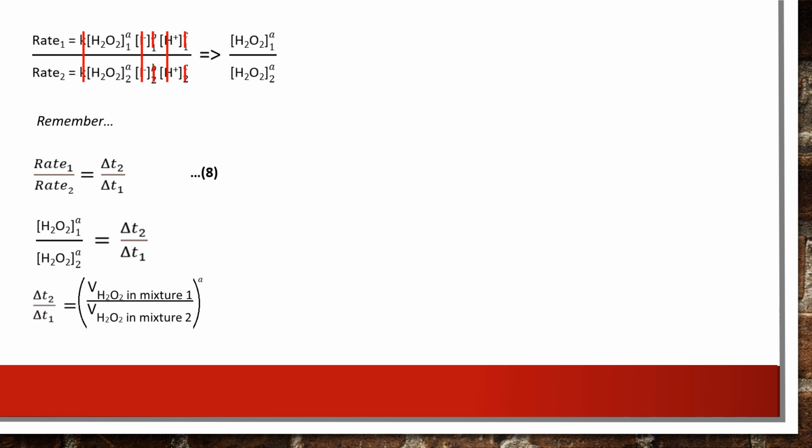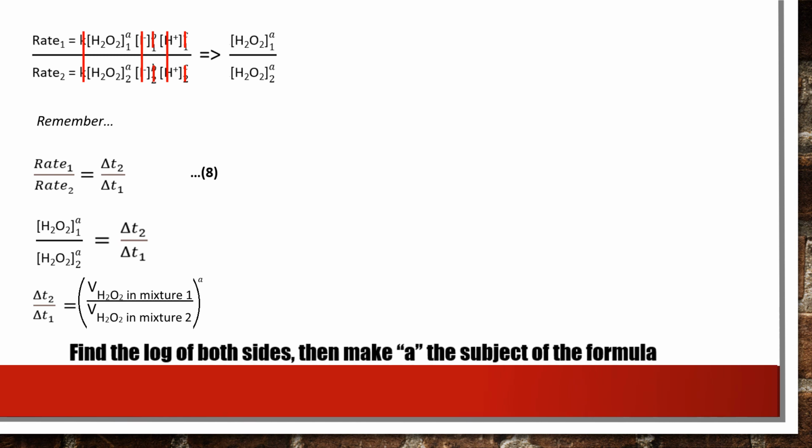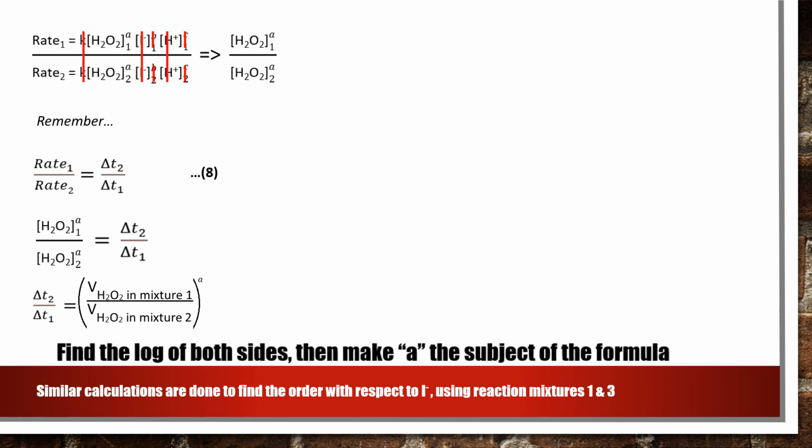Also, because the volume of the hydrogen peroxide added in the reaction mixture directly impacts the concentration of the hydrogen peroxide in that mixture, we can substitute the volume for the concentration in this expression. By logging both sides and making A the subject of the formula, we can find the order with respect to hydrogen peroxide. Similar calculations would be done to find the order with respect to iodide ions using reaction mixtures 1 and 3.